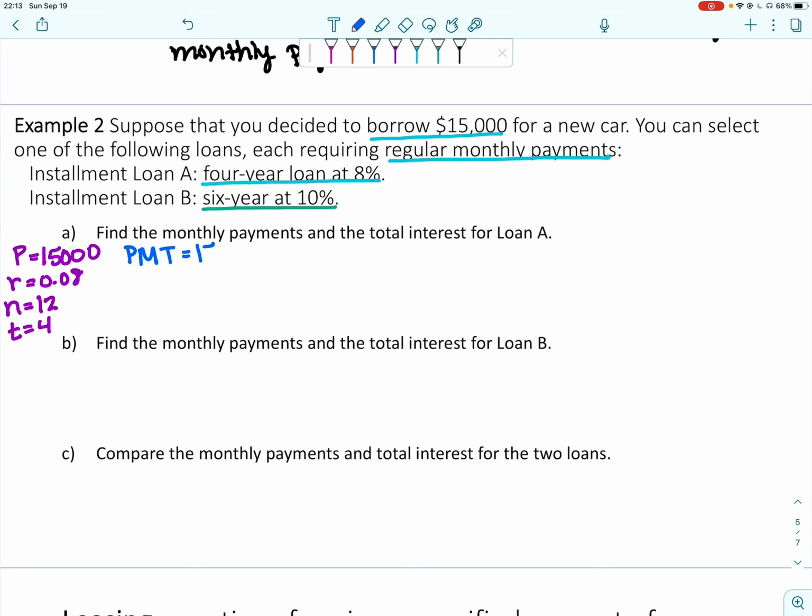Monthly payments. I'll still write this out. Nope, that's not correct. There we go. Divided by 12 to the negative 12 times 4 power. Monthly payment on loan A is $366.19.